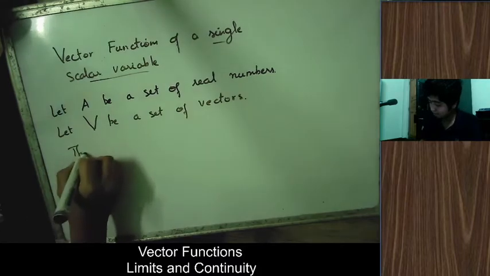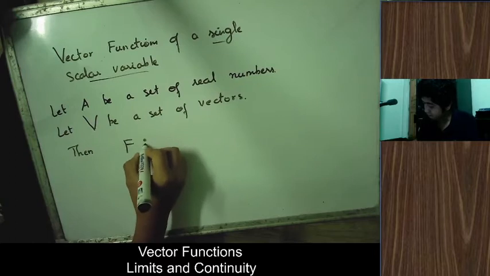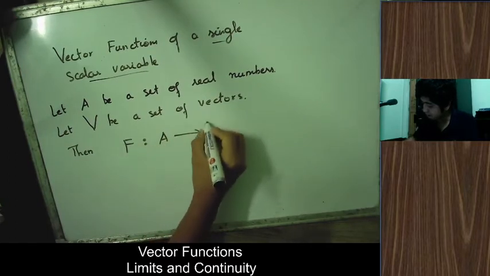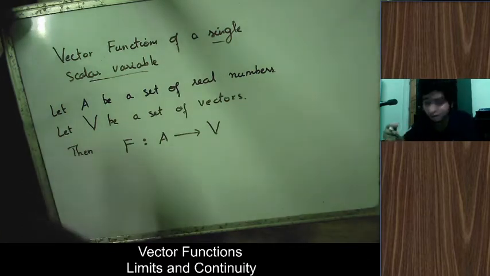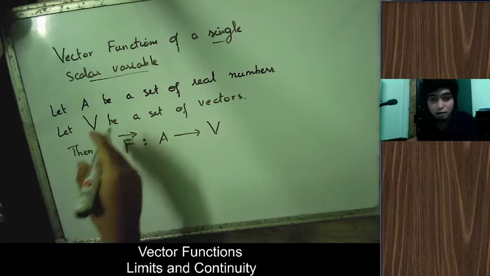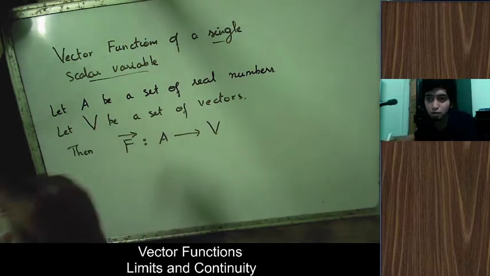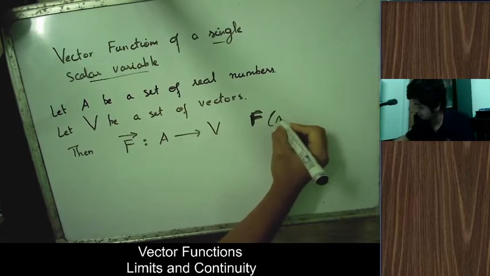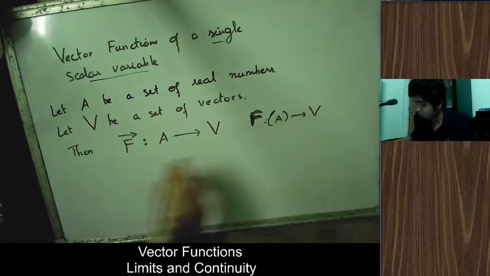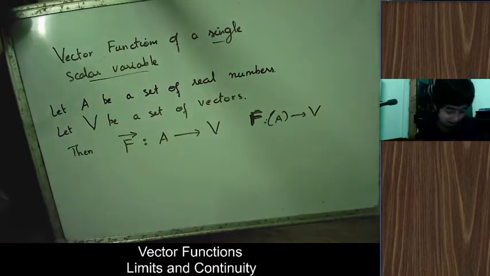Then I will write f from A to V, and because I want to say that it is a vector function, we will write f with an arrow. Again, some books simply write it as f but in bold, something like f from A to V. But over here we will use the notation f with an arrowhead to denote that it is a vector function.